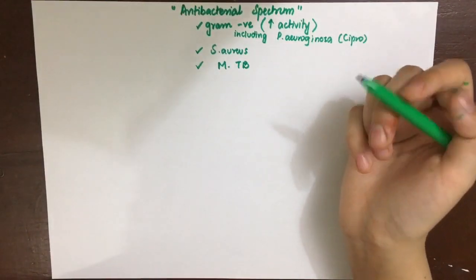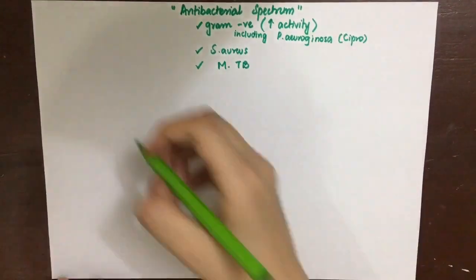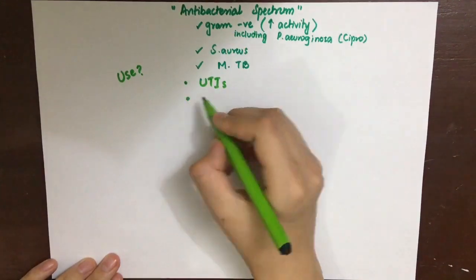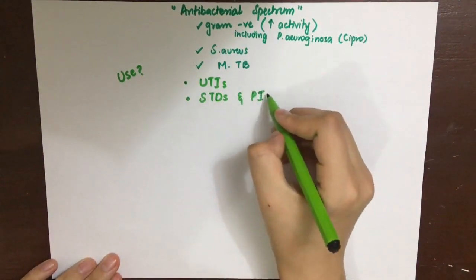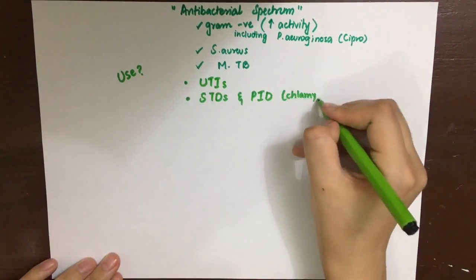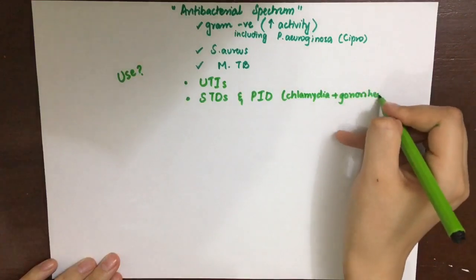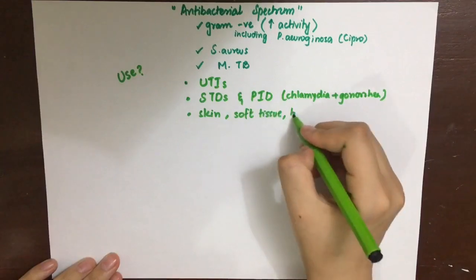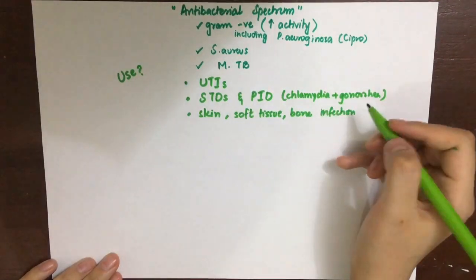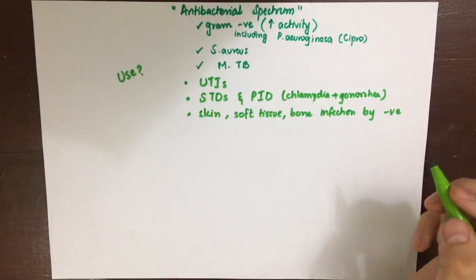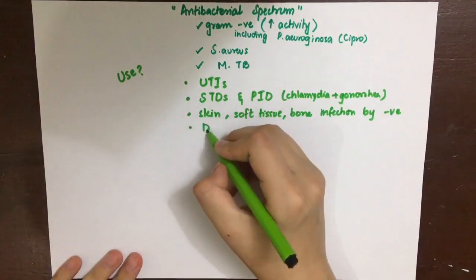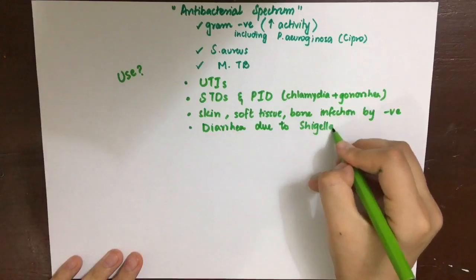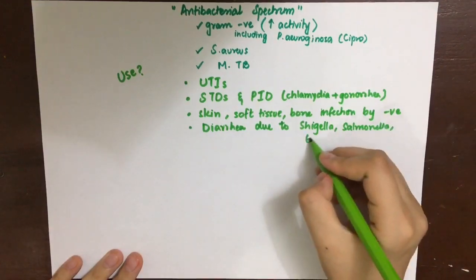Their uses include UTIs, and fluoroquinolones are the most commonly used agents for UTIs, and they are superior to cotrimoxazole. They are also used in bacterial prostatitis, just like cotrimoxazole. They can be used to treat sexually transmitted diseases and pelvic inflammatory disease associated with chlamydia and gonorrhea. Skin, soft tissue, and bone infections by gram-negative bacteria such as Salmonella can also be treated.